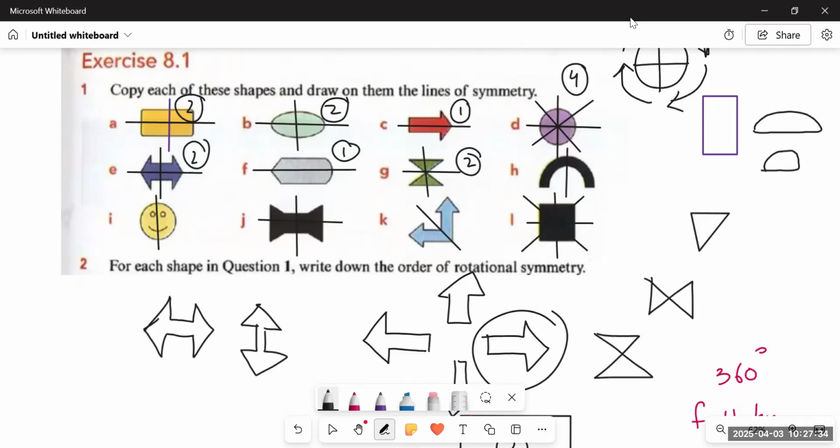Then if we talk about this edge, at first it's going to look like this, not the same. Then it will look like this, again not the same. Then it will look like this, again not the same. And at the end, it's going to look the same. So it has only order 1 rotational symmetry. Okay.